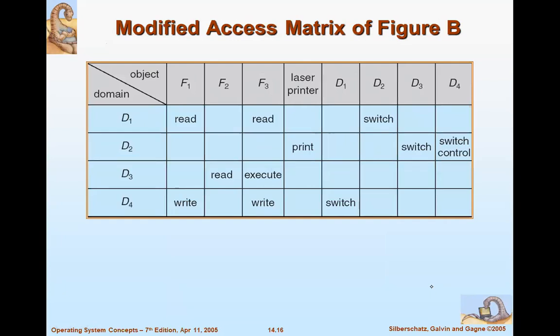So over here you can see the modified access matrix of figure B. You have again the same objects, and the same domains D1, D2, D3 and D4. What access you can do: you can read, write, print, execute, or switch. Another important thing is added over here, that is the switch control. It means in this domain you can also give the control of switching to any other objects.